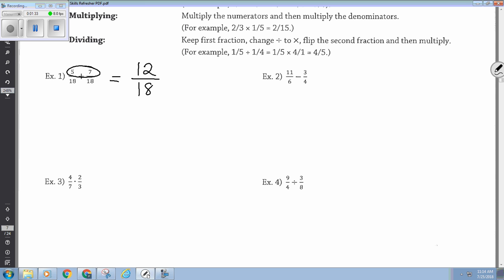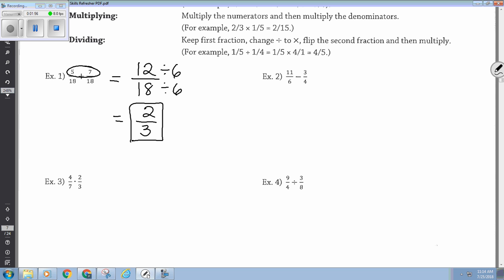But 12 over 18, remember, can be reduced. 12 and 18, both of them are divisible by 6. So your answer would be 2/3. Remember, if you can divide out, divide out. So that one's simple enough. The denominators were the same.